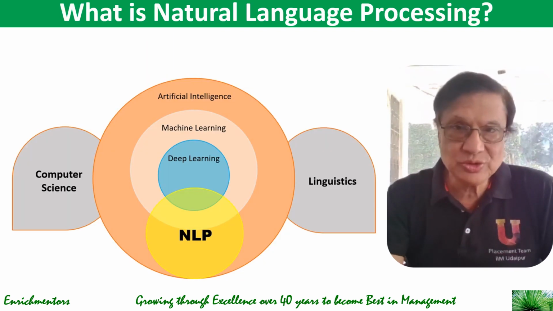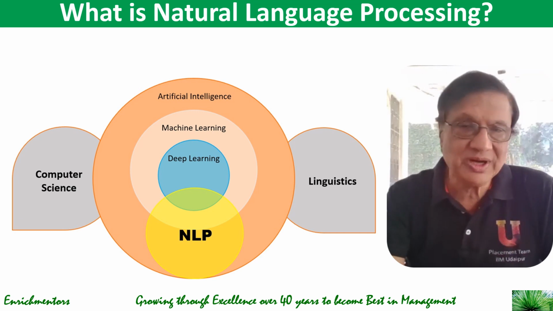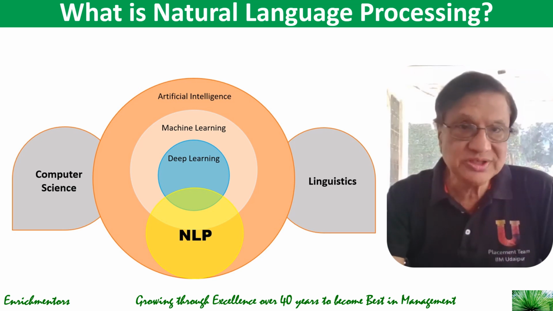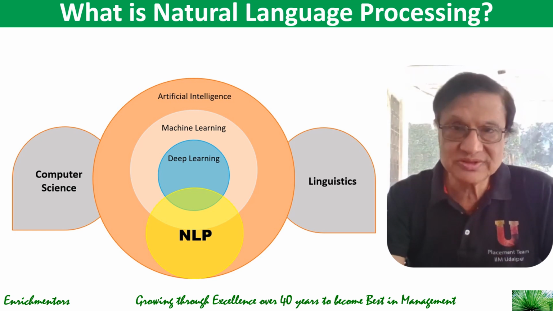What is natural language processing? Natural language processing is a subfield of artificial intelligence and linguistics. It's a combination of computer science and linguistics that focuses on the interaction between computers and human languages. It involves the development of algorithms and techniques to enable computers to understand, interpret, and generate human language in a way that is meaningful and useful. That is what natural language processing, or NLP, is all about.